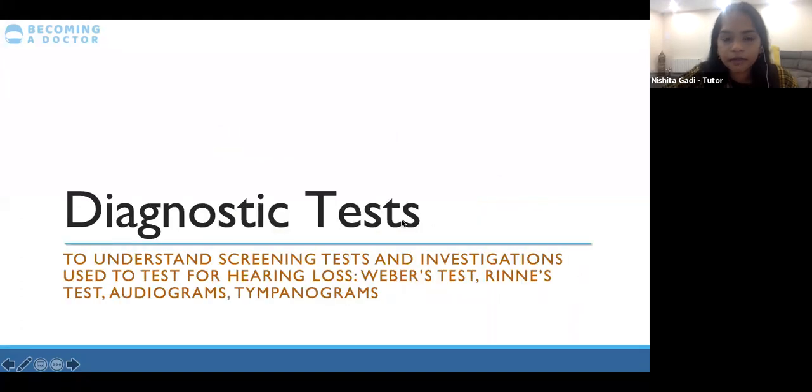So, diagnostic tests. To understand the screening tests and investigations used to test for hearing loss, you have Weber's test, the Rinne test, audiograms, and tympanograms. We'll go through those.